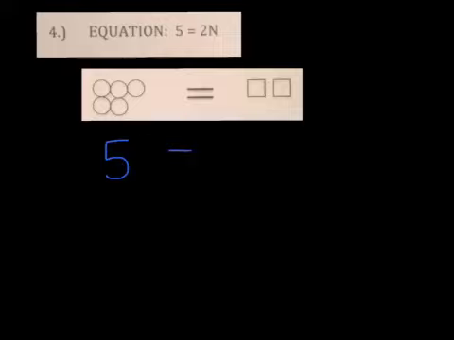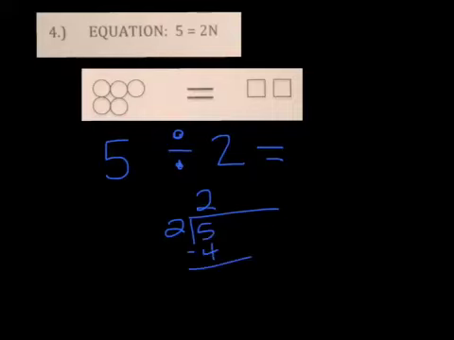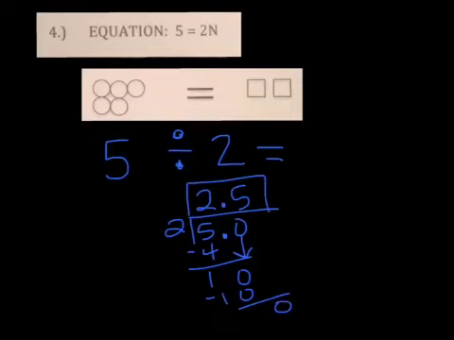5 divided by, I have 2 boxes. 5 divided by 2 equals, now this is an example where it's not a whole number. If you're not sure what it is, you could actually divide it. 2 goes into 5. Now I have extras left over, so I'm going to need to make a decimal. I got 2.5.